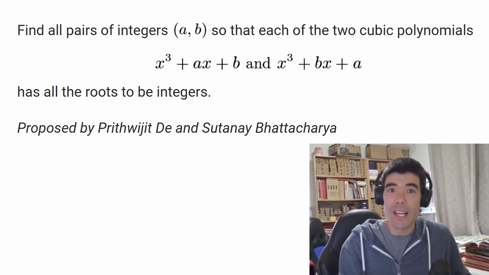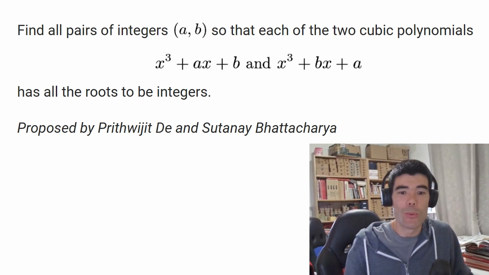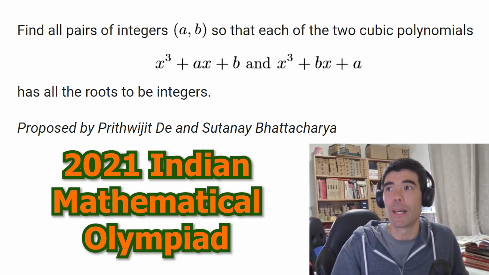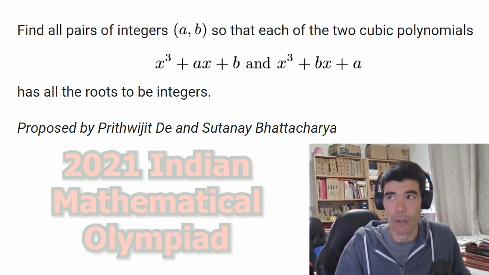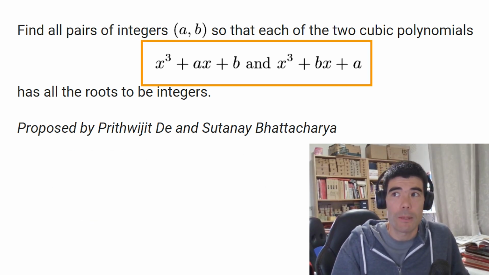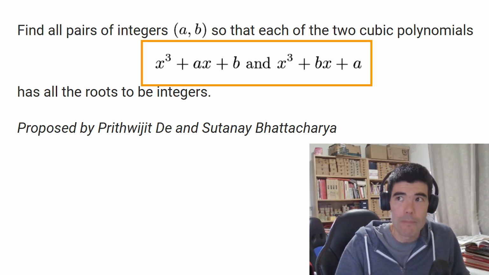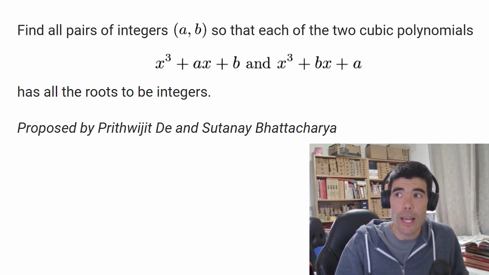All right, here we have a really nice algebra problem from the 2021 Indian National Math Olympiad. We have these two cubic polynomials, x cubed plus ax plus b and x cubed plus bx plus a, and want to find all pairs of integers a and b such that both of these polynomials have only integer roots.